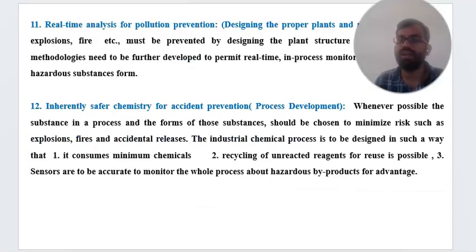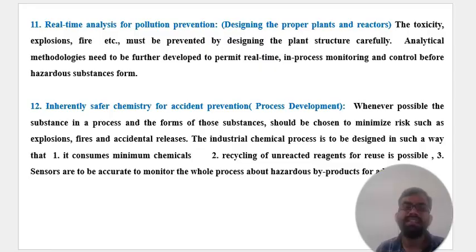Now we can see the 11th one. The 11th principle is real-time analysis for pollution prevention, like designing the proper plant or reactors. Toxicity, explosion, fire, etc. must be prevented by carefully designing the plant structure. Analytical methods need further development to permit real-time, in-process monitoring and control before hazardous substances form. And the last one is inherently safer chemistry for accident prevention.